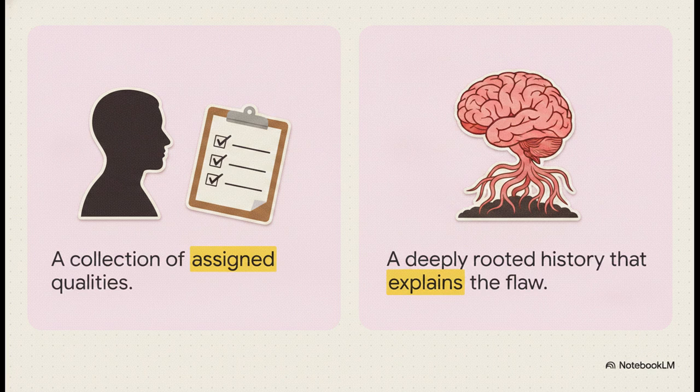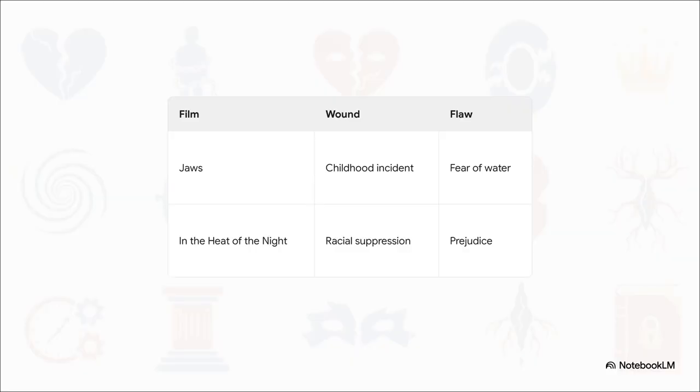But a real, three-dimensional character has a deeply rooted history that explains exactly why they are the way they are. Their flaw isn't just pulled out of thin air. It grows directly, logically, from their personal history. Let's actually look at how this plays out in practice by neutrally mapping out some examples from our source material.